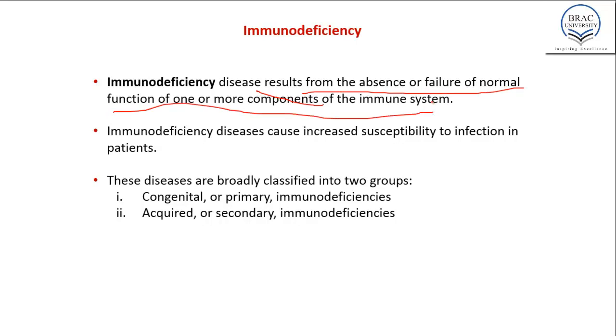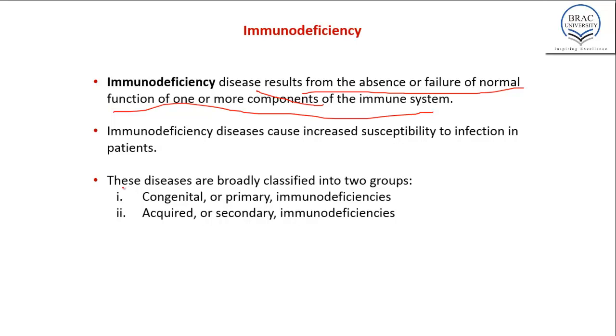It can be B cells, it can be T cells. So due to the absence or failure of normal function of B or T cells, the body can go into a disease state, and this disease state is termed immunodeficiency. Immunodeficiency diseases cause increased susceptibility to infection in patients.